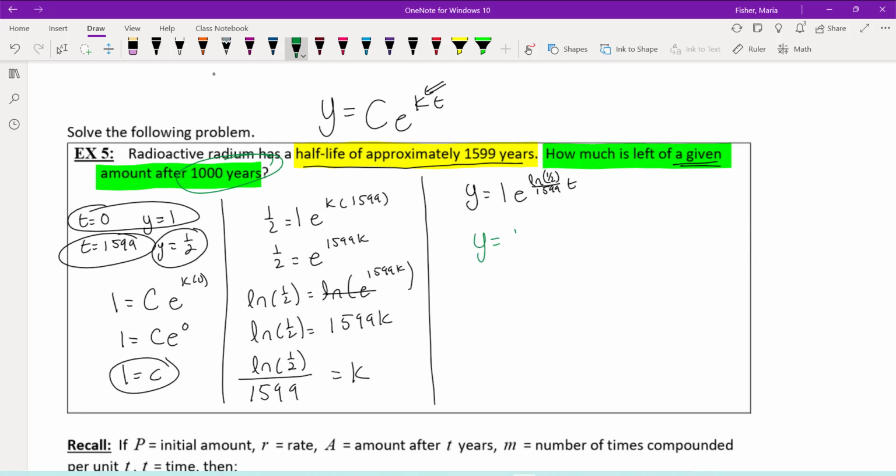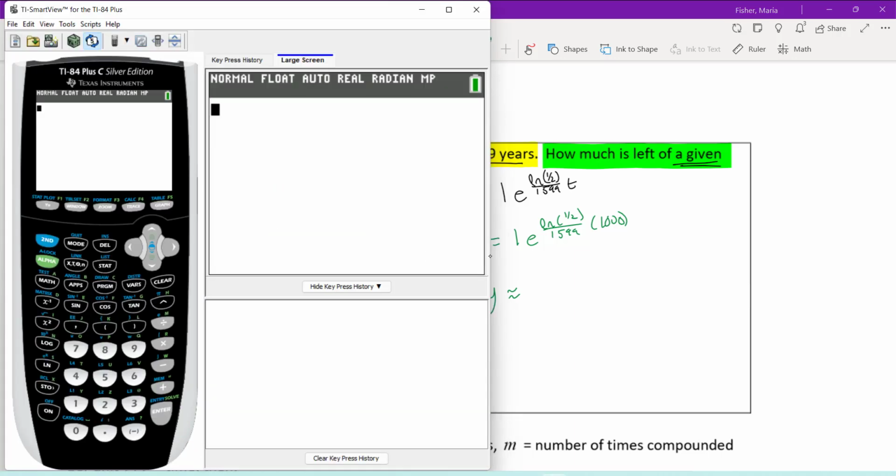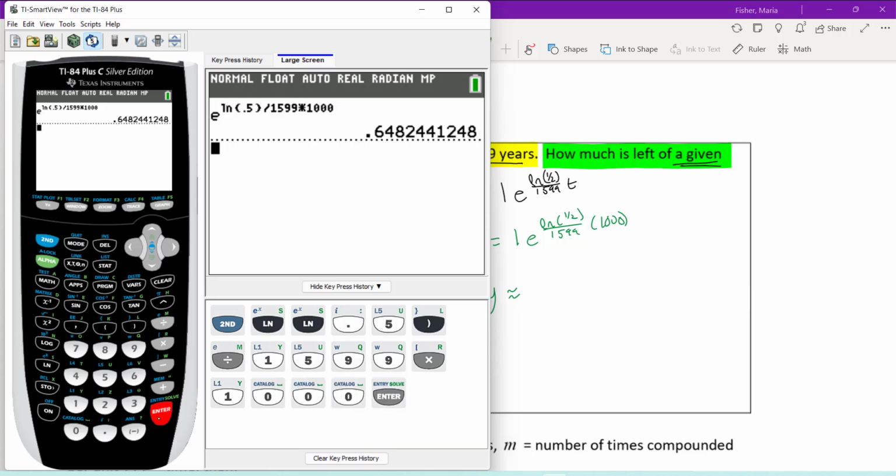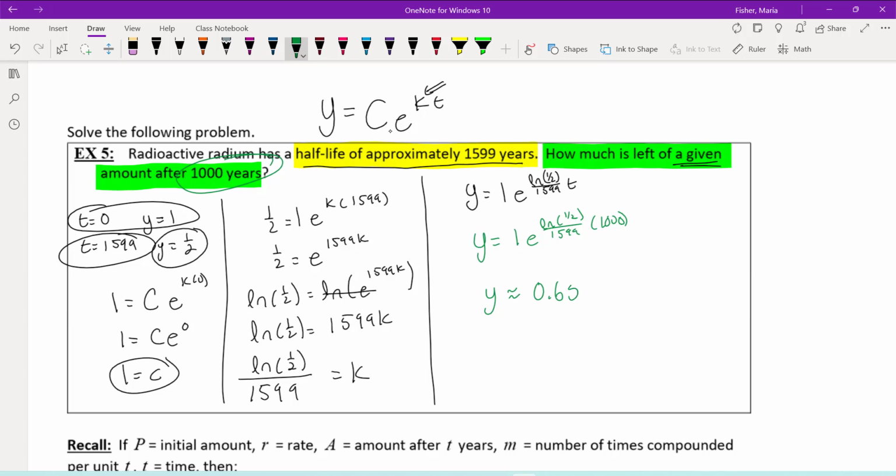Y is going to equal 1 e to the natural log of a half over 1,599 times t, which is 1,000. Plugging that into a calculator and rounding to 2 decimal places, well, we don't need the 1, so this is just going to be e raised to the natural log of a half divided by 1,599 times 1,000, and you end up with 0.65. So 0.65 would be how much is left of a given amount after 1,000 years.